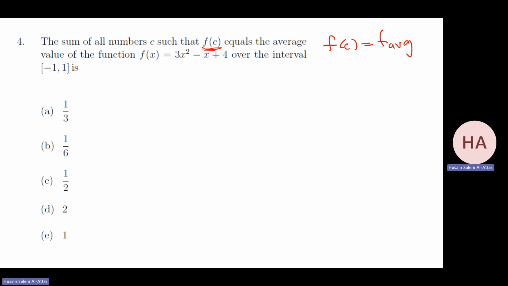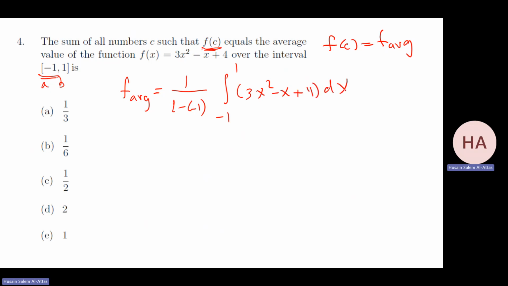A few problems. Let me try to do it. First, let us find f average on the interval from minus 1 to 1. That is 1 over b minus a, where this is a and this is b. The integral from minus 1 to 1 of 3x squared minus x plus 4 dx.